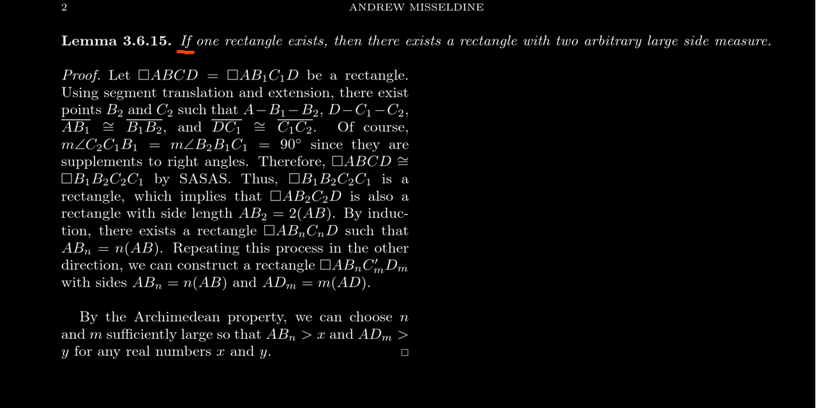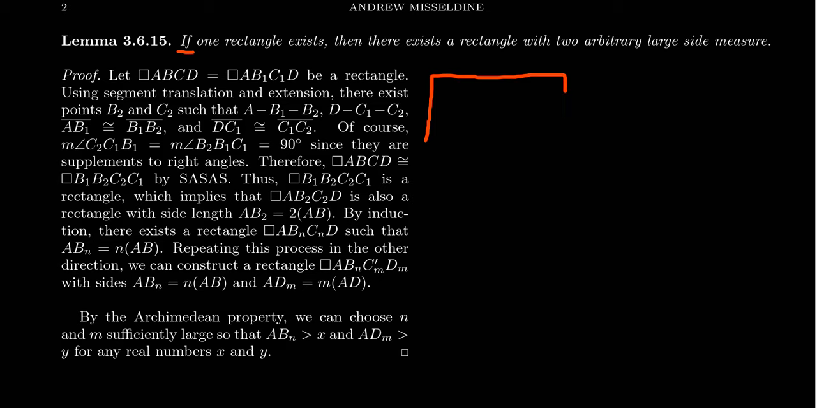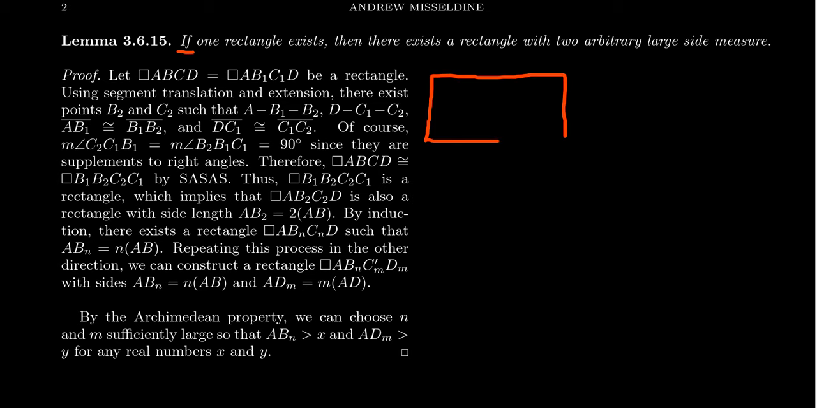So we're going to change pace a little bit. If we have a rectangle, what can we say about our geometry? And so if one rectangle exists, we're going to prove some equivalent statements to the existence of rectangles. So for this first lemma here, if one rectangle exists, then there exists a rectangle with two arbitrarily large side measures. So we're going to start off with a rectangle. And so the rectangle that we're guaranteed by assumption, we'll call the rectangle ABCD. And I'll draw for you here on the screen.